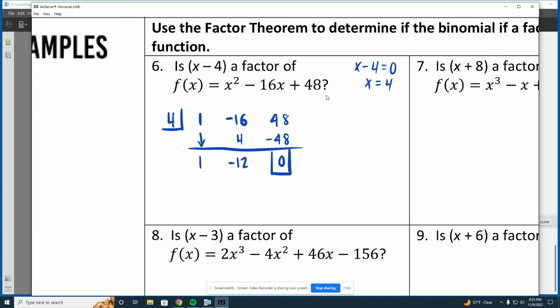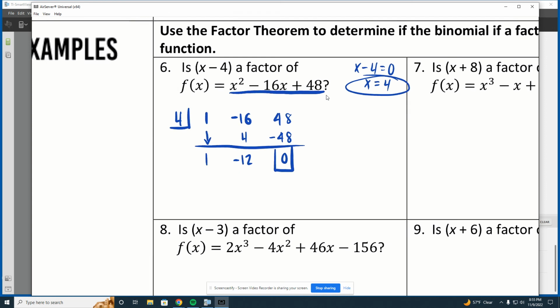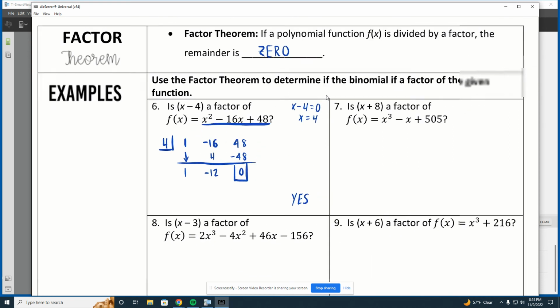It means if I were to graph this polynomial function, I guarantee you it's going to go through or it's going to touch the x-axis right at positive 4. So my answer here would be yes. It is a factor. And that's it. That's all there is to these.